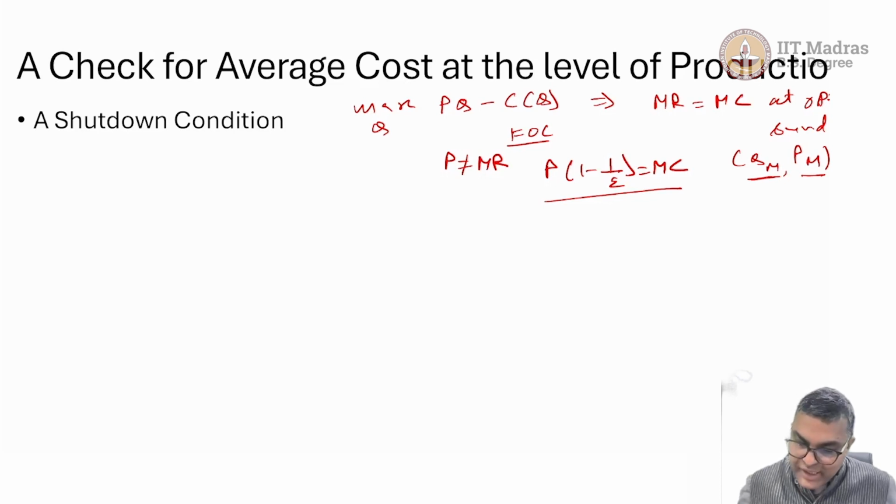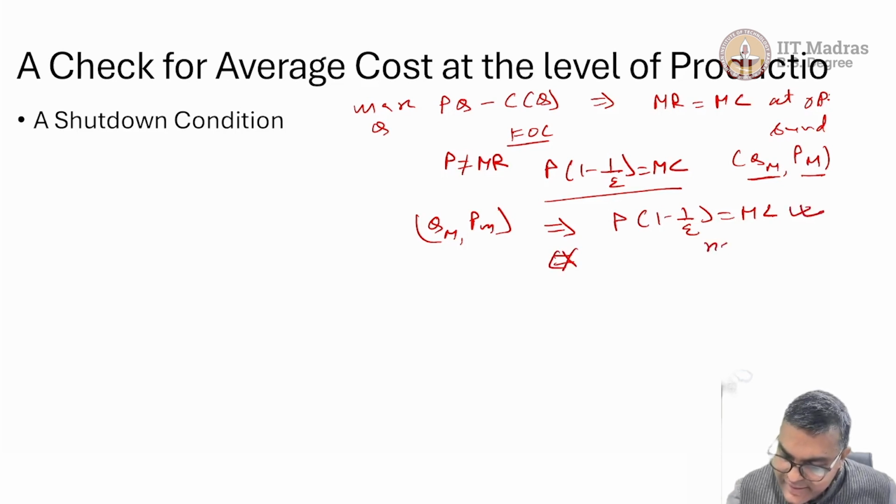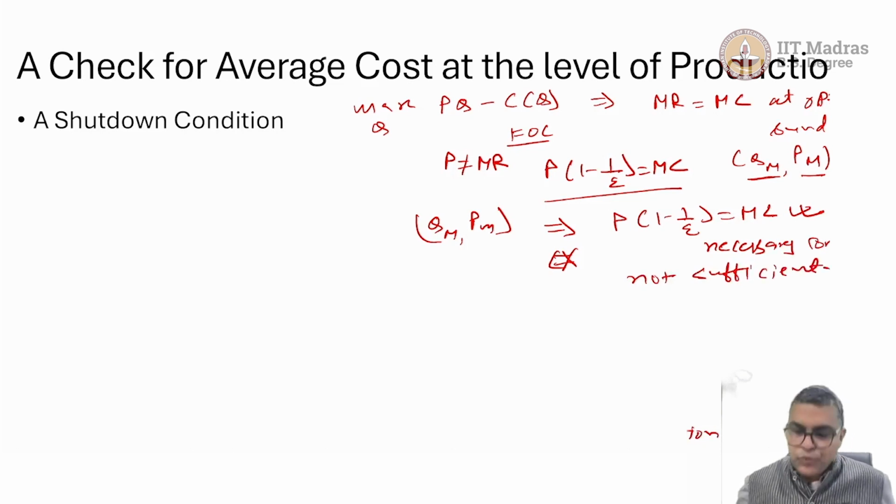What I am going to say is that what is true is that if (QM, PM) is the optimal, then P multiplied by (1 minus 1/epsilon) is equal to MC is going to be true, not the other way around. In other words, this is a necessary condition, but it is not sufficient. And that's what we have to be careful about. So let us look at it graphically.